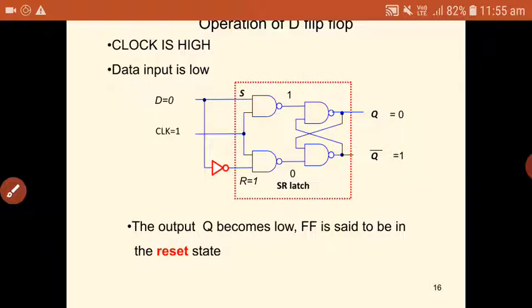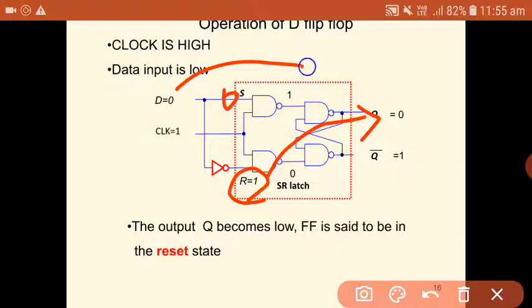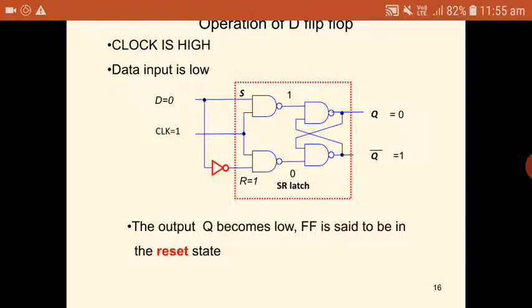The output Q becomes low, so the flip-flop is said to be in the reset state. You can also observe here, when D is equal to 0, S is equal to 0 and R is equal to 1. For an SR flip-flop, when R is equal to 1 and S is equal to 0, you are resetting the flip-flop, that means making the output equal to 0. So when 0 is applied, you will be getting the output as 0, which is equal to the D input.